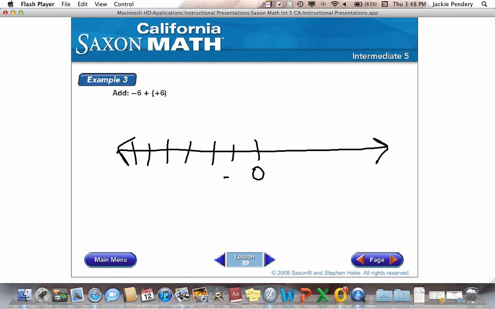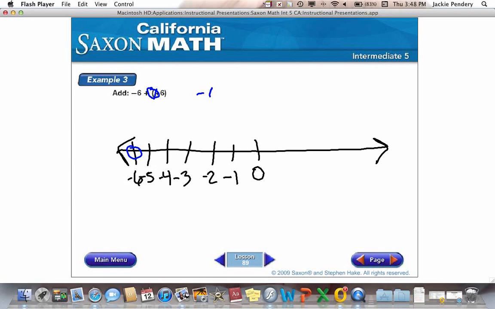Okay, so -1, -2, -3, -4, -5, -6. Okay, so here I'm starting at -6, and now I'm adding +6. Now normally you will not see plus positive like this, but they want to show that this is in fact a positive number that you are adding.